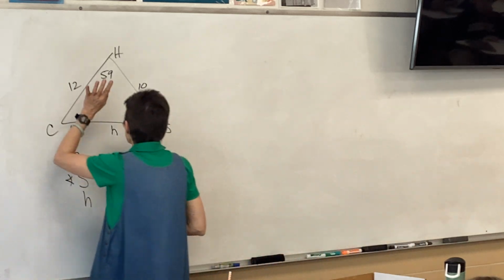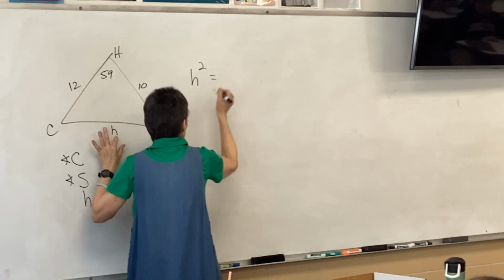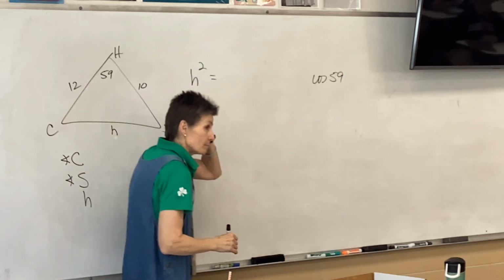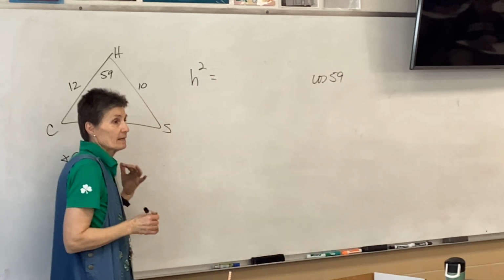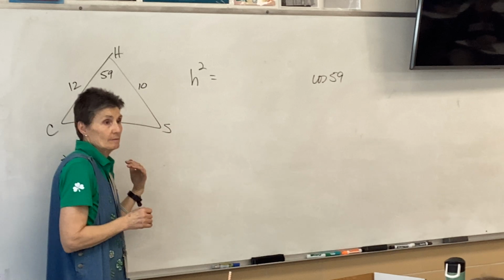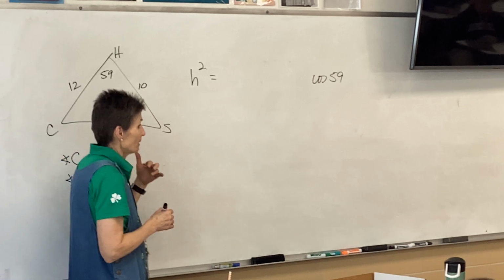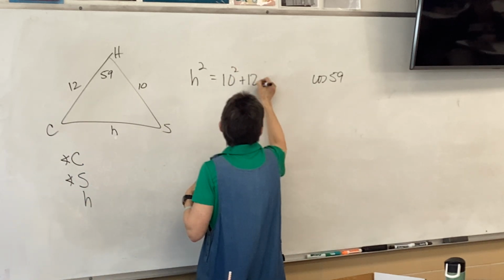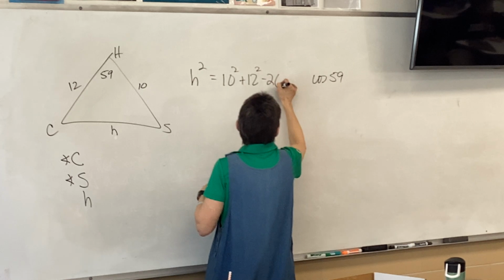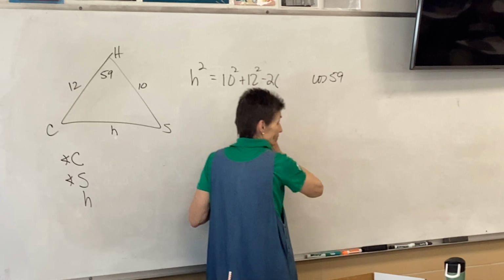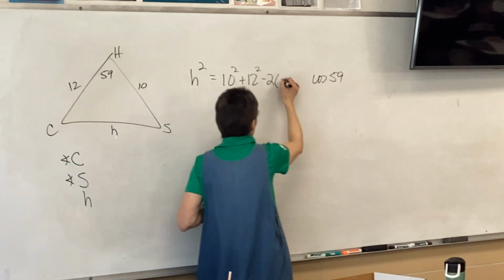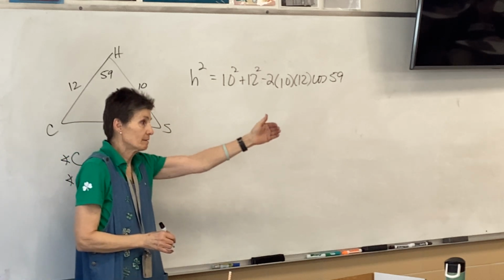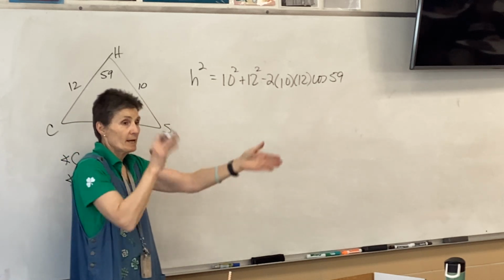So, we'll find H, and out here will be cosine 59. So what's in the middle? LeBron, got any ideas what's in the middle of my law of cosines here? 10 squared plus 12 squared minus 2 times 10 times 12. Yep. And we're gonna type all that in, one big type, and square root it.